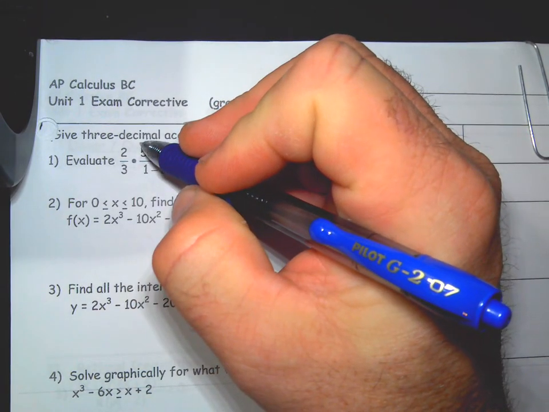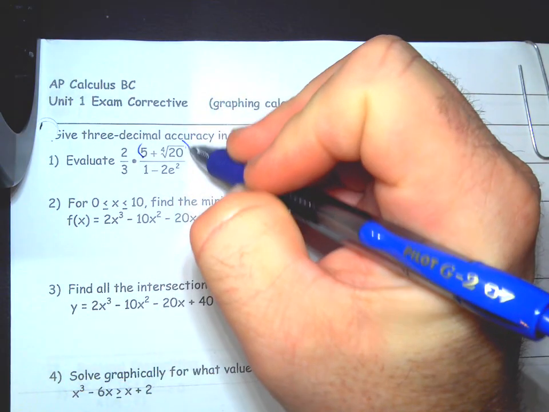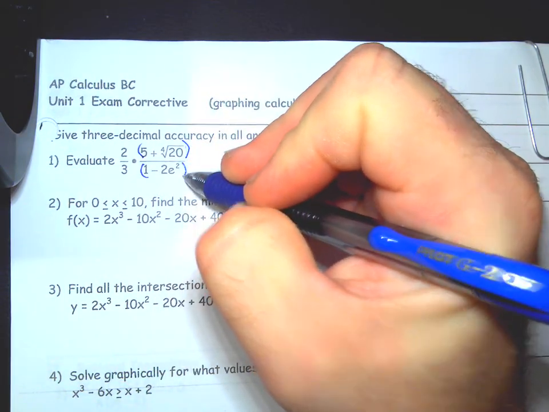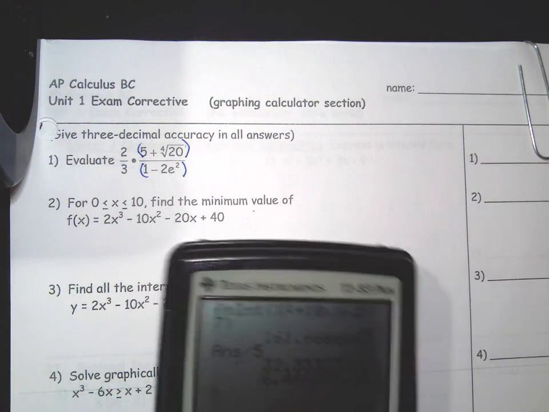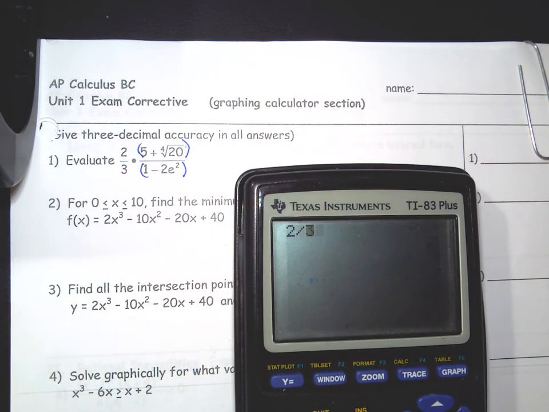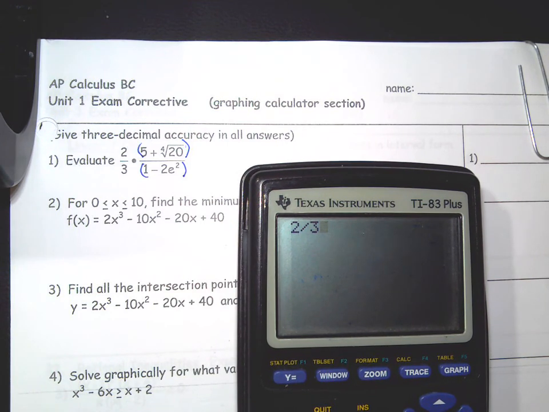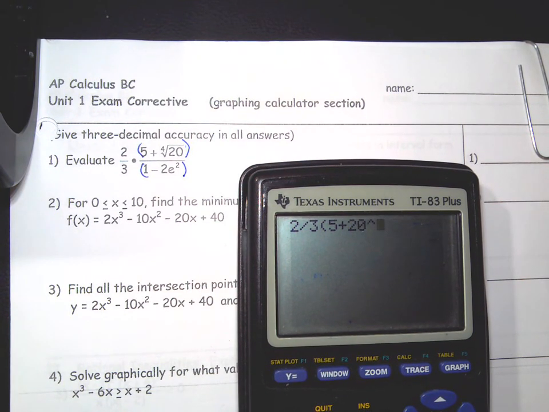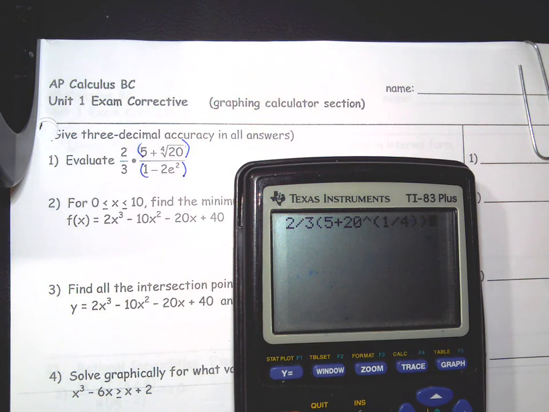You definitely are going to need parentheses around the top. Around the bottom, there are multiple terms. Two-thirds probably doesn't need parentheses, so you could just do two-thirds like that. Then parentheses, 5 plus 20 to the 1/4 power. You could do 0.25 power, but if you do 1/4, you need to put parentheses around the exponent. Close parentheses around the top, divided by parentheses 1 minus 2e squared.